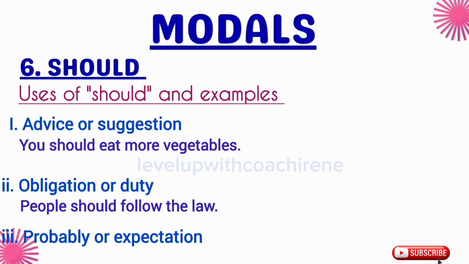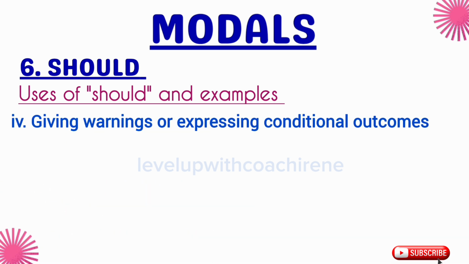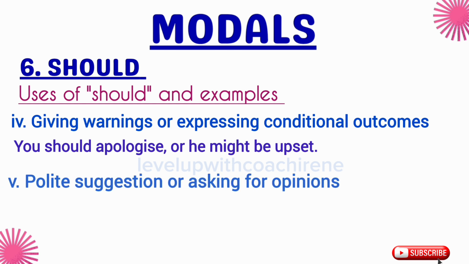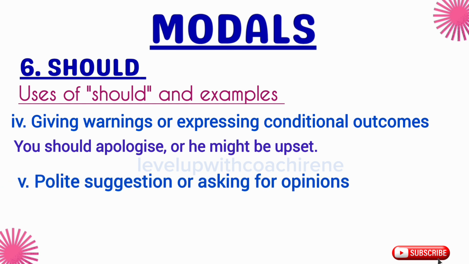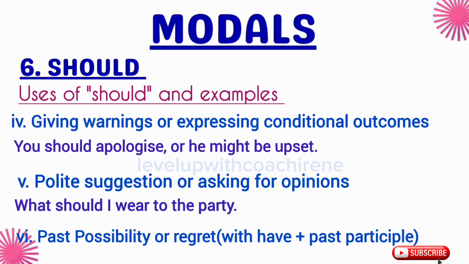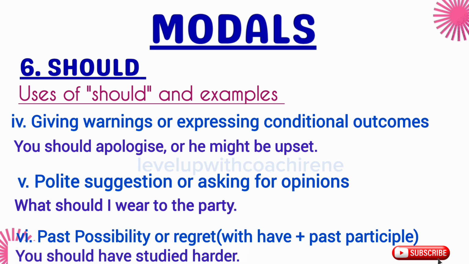Number 3, expressing probability or expectation. For example, the train should arrive at 5 p.m. Number 4, giving warnings or expressing conditional outcomes. For example, you should apologize or he might be upset. Number 5, for making polite suggestions or asking for opinions. For example, what should I wear to the party? Number 6, it is used for past possibility or regret with have plus past participle. You should have studied harder.